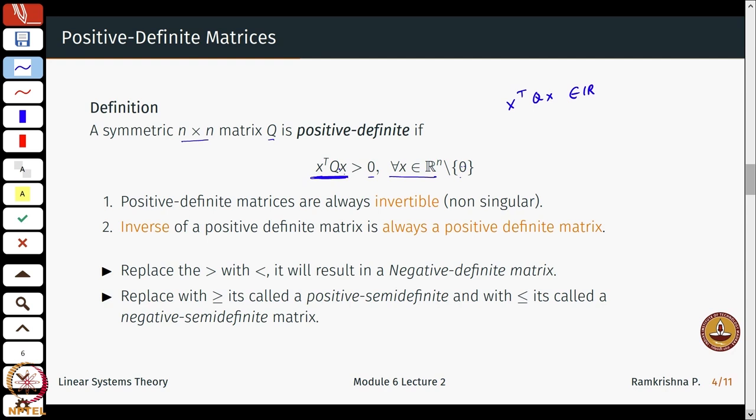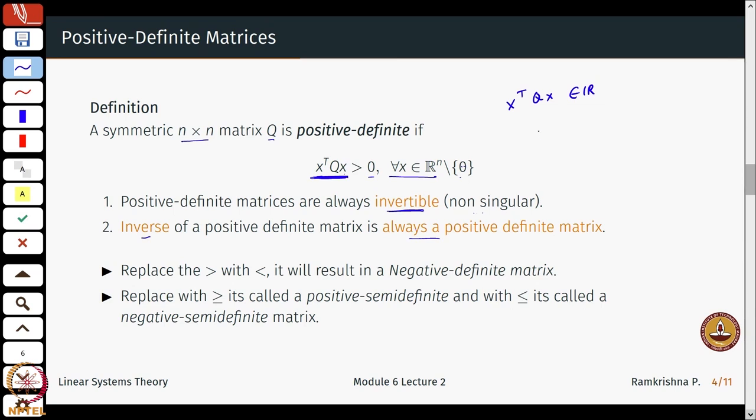Okay. Before we look at the ways to check if a matrix is positive definite or not, I will list some properties. Such matrices are always invertible, which is also a good property, and that also means that they are non-singular. Another good property is that the inverse of a positive definite matrix is always a positive definite matrix. Again, the proofs are pretty simple, so I skip them.